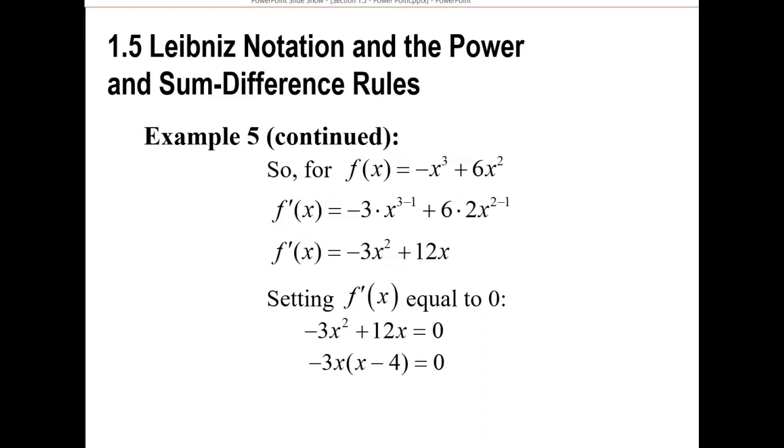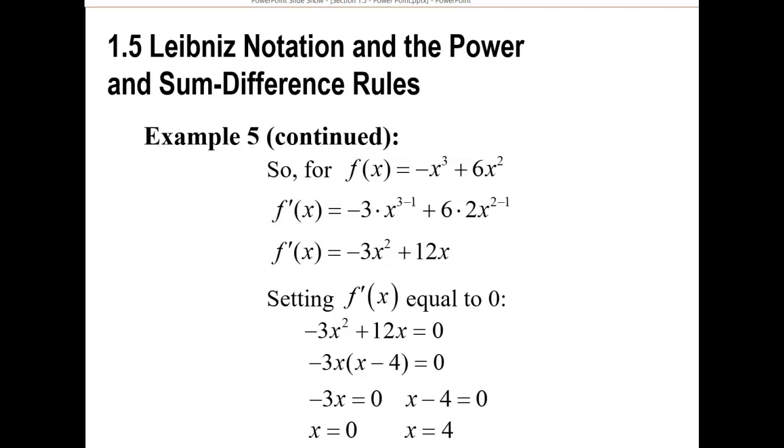We can factor out the negative 3x. That leaves x minus 4. And then we can set each factor equal to 0 and solve each equation. So we get x equals 0 and x equals 4. So we have 2 values.